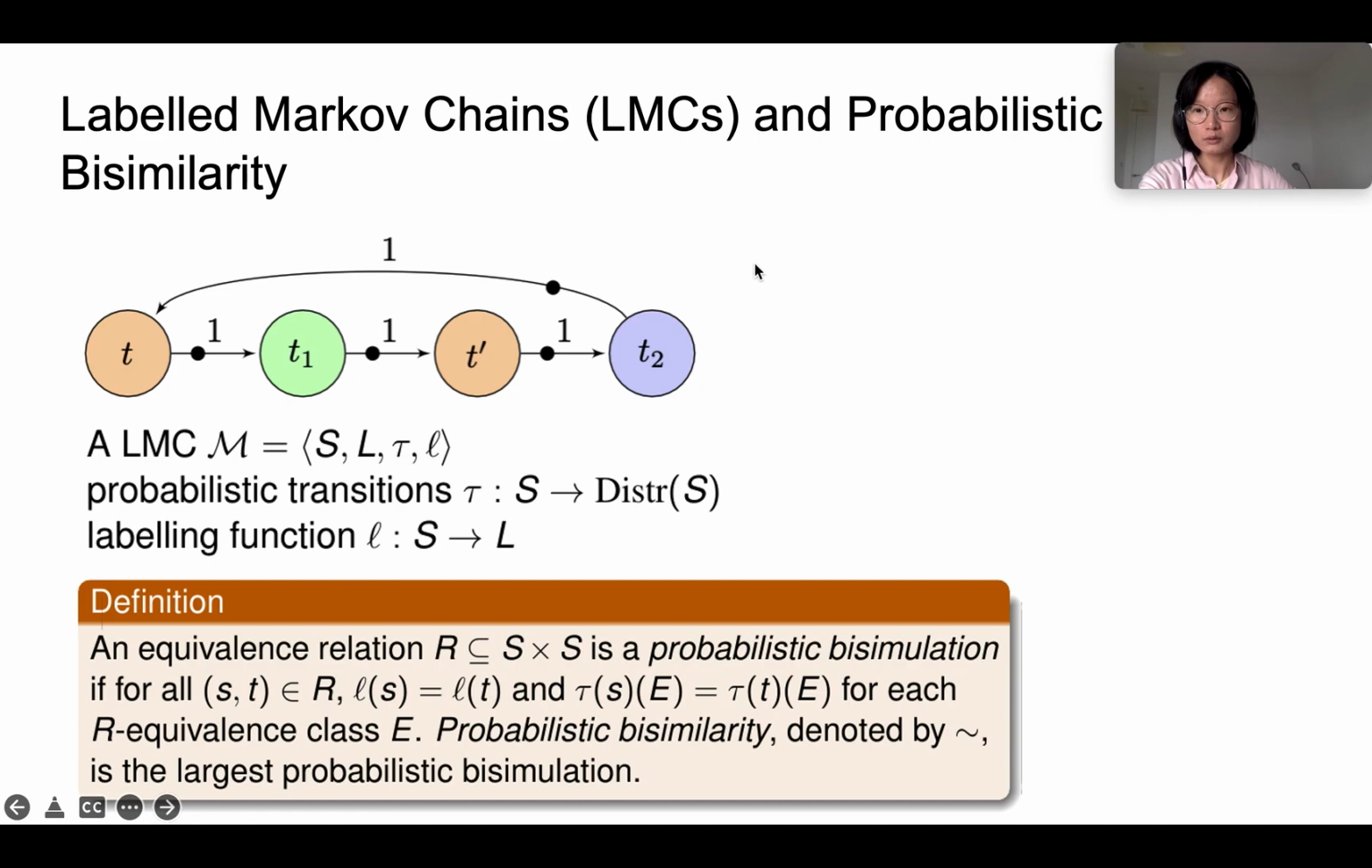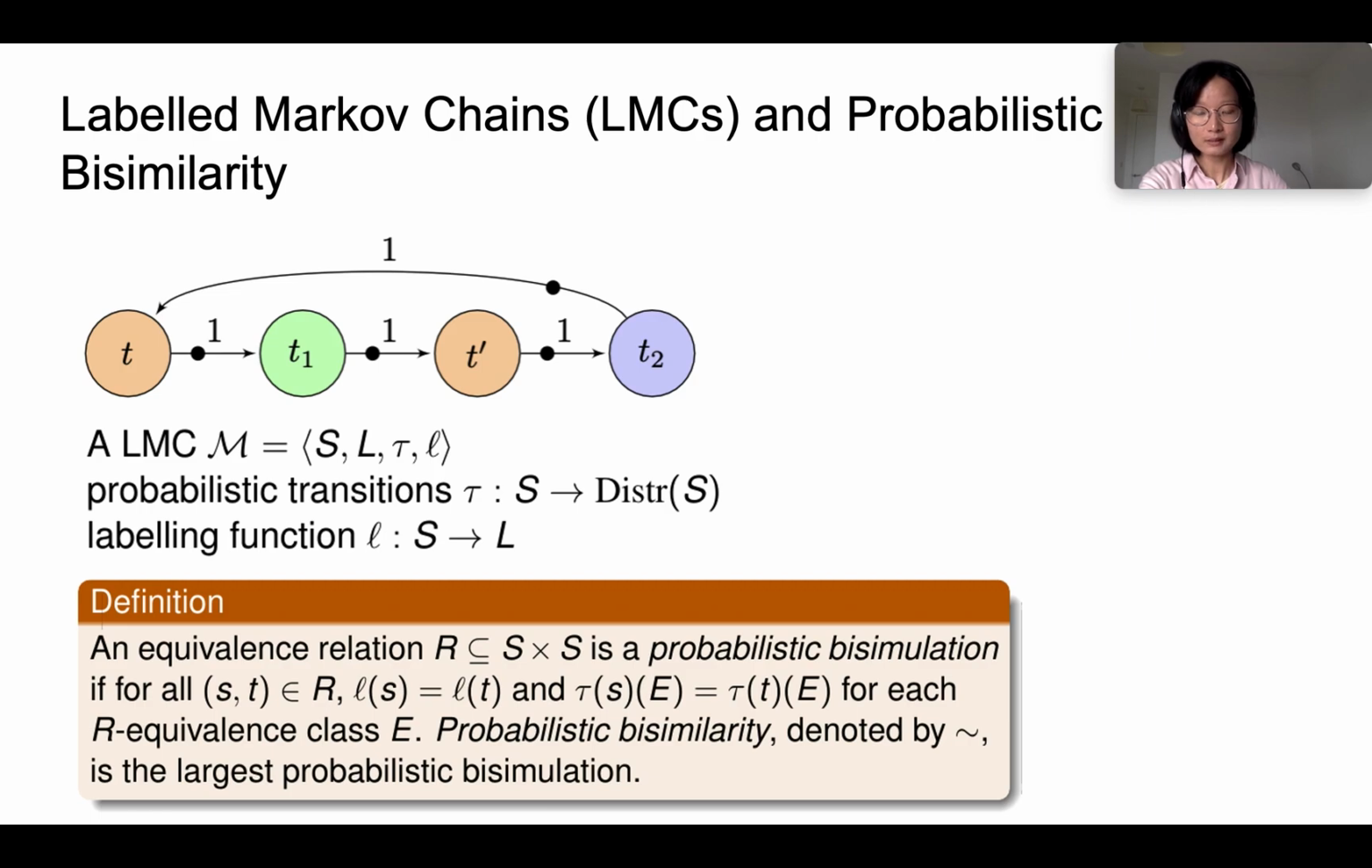The second model is the labeled Markov chain, LMC. It is very similar to labeled Markov decision processes. The only difference is that in an LMC, every state has only one available action. The most popular behavioral equivalence for LMCs is called probabilistic bisimulation, and it is an equivalence relation. For two states in this relation, they have to have the same label, and the probability from each of the two states to any probabilistic bisimulation equivalence class E should be the same.